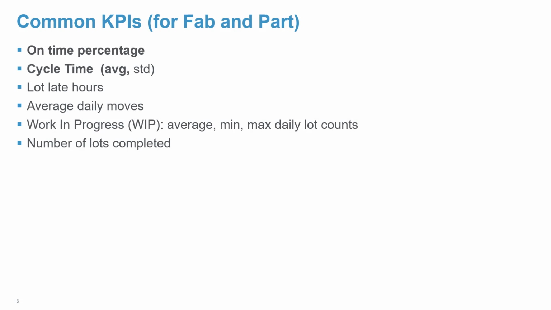Some common KPIs which are used to measure the fab's efficiency are on-time percentage, cycle time, lot late hours, average daily moves, work in progress, or WIP, and number of lots completed. We'll focus our attention on on-time percentage and average cycle time.